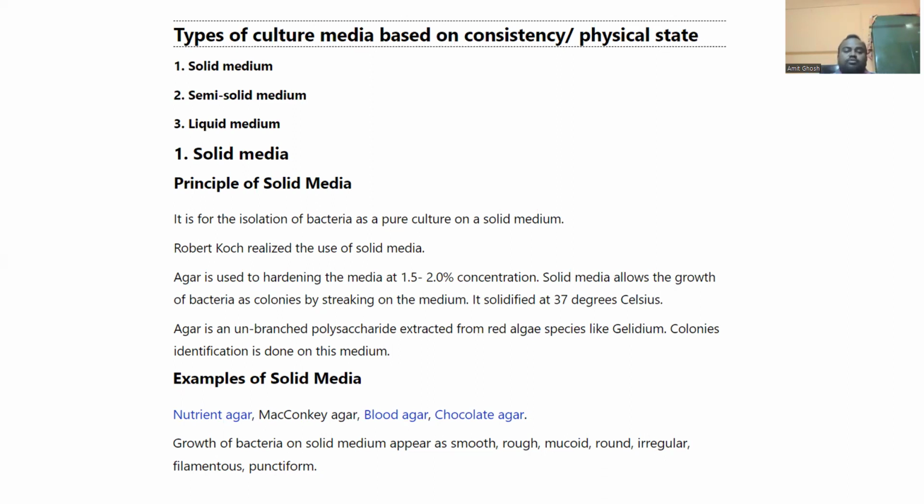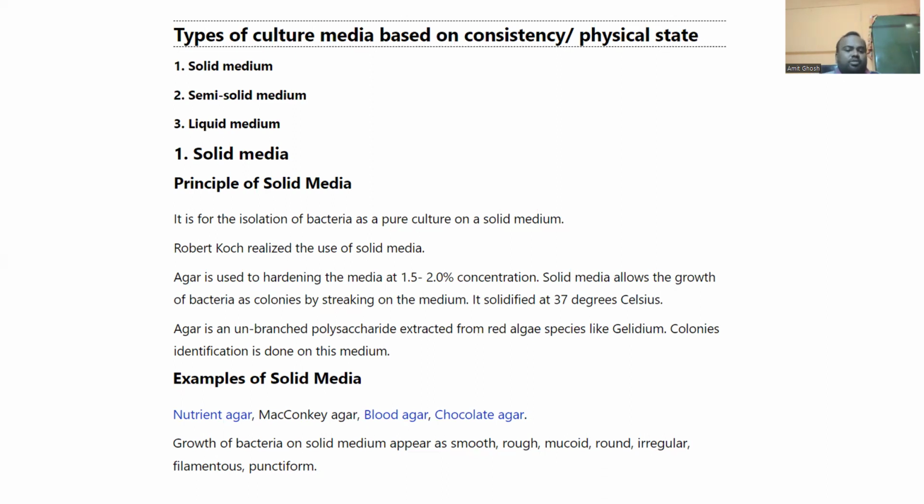Now we need to know what agar is. Solid media is for isolation of bacteria as a pure culture on a solid medium. But how can we make it solid? We can use agar for its solidification. Agar is an unbranched polysaccharide extracted from red algae species like Gelidium. Colony identification can be done in this media, and Robert Koch realized the use of solid media.